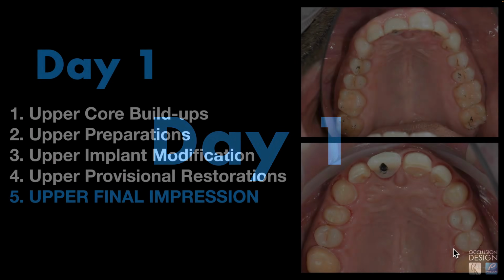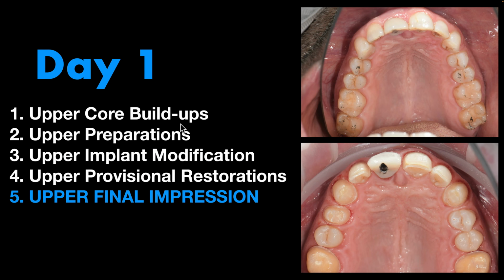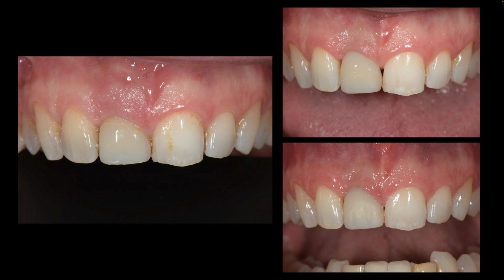In this case, we did preparation day 1 as the upper arch. So we did the upper core buildups that were needed, upper preparations. I did another modification of the upper implant provisional, created all the upper provisional restorations, and obviously took the upper final impression. So here is day one. Initially I did this adjustment to the provisional. It wasn't bad, but I wanted to make a little more contour change here to make this provisional more symmetrical with the other central.